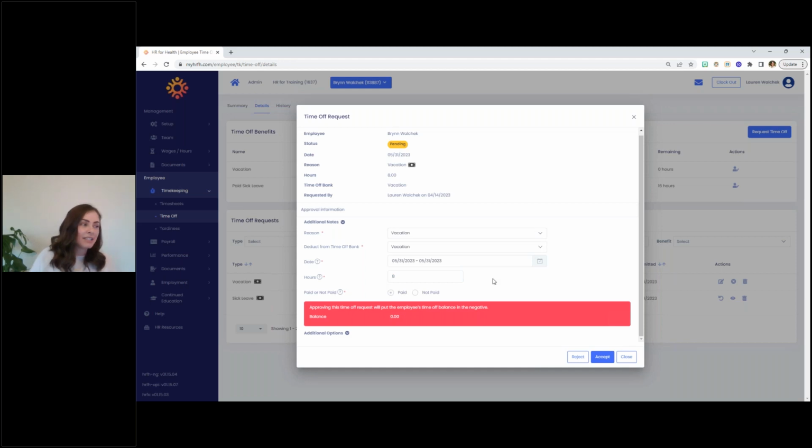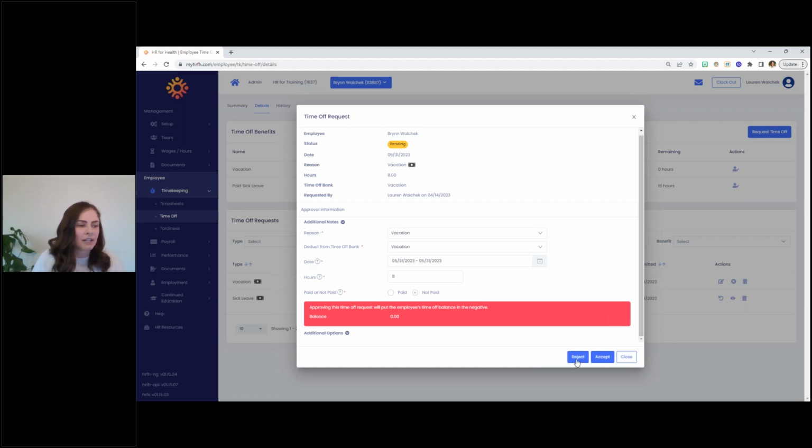Just keep in mind, it does get a little bit tricky when you go into the negatives. It can be hard to get that money back. So if you're okay with losing it, then great. If not, then we recommend making it an unpaid time off. So you can manage all of that here.